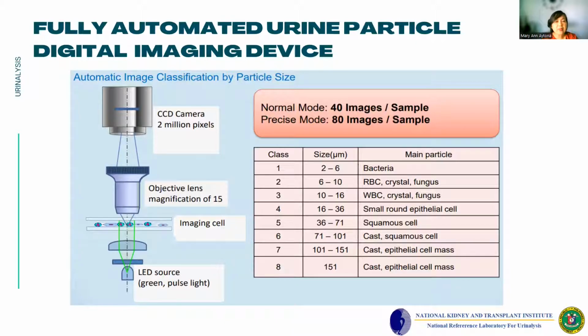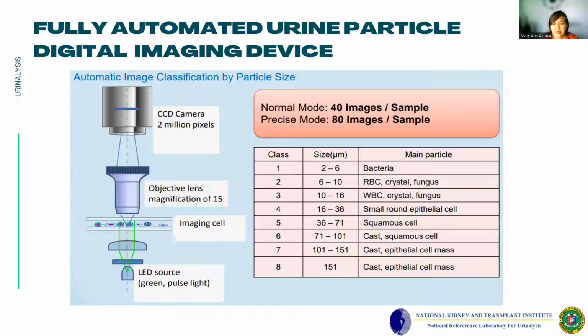So for example, class 1, the size is 2 to 6 micrometers and your main particle is bacteria. Class 2 can be RBC, crystal, fungus. Class 3 are WBC, crystal, fungus. Class 4 are small round epithelial cells. Class 5 are squamous cells. Class 6, cast and squamous cells. Class 7 and 8 can be cast and epithelial cell mass.